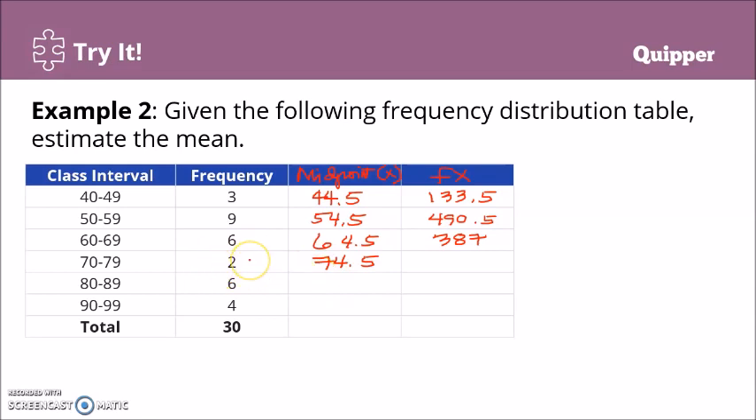Okay, i-times lang natin sa 2. Times 2, that is 149. Next, we have 80 to 89. So, 80 plus 89 equals 169 divided by 2, that's 84.5. i-times lang natin sa 6. Times 6, that's 507. Okay, 507. Next, yung last natin is 90 to 99. So, that's 90 plus 99 equals 189. I-divide natin sa 2, that is 94.5.